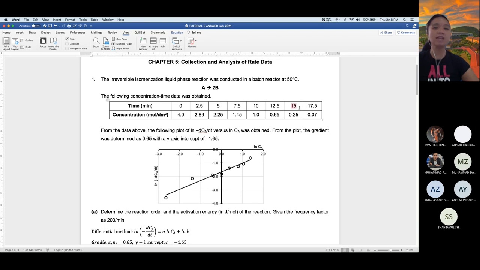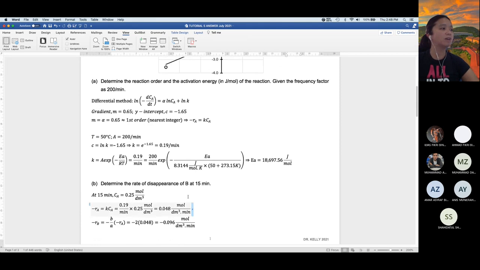So, at minute 15, the concentration of A is 0.25. So the CA I just replace with 0.25. Hence I get minus RA equals K, 0.19, multiplied with CA, 0.25. You will get minus RA as 0.048. But it's not settled yet, because it asks for minus RB. That's why you must remember the relationship between minus RB and minus RA.